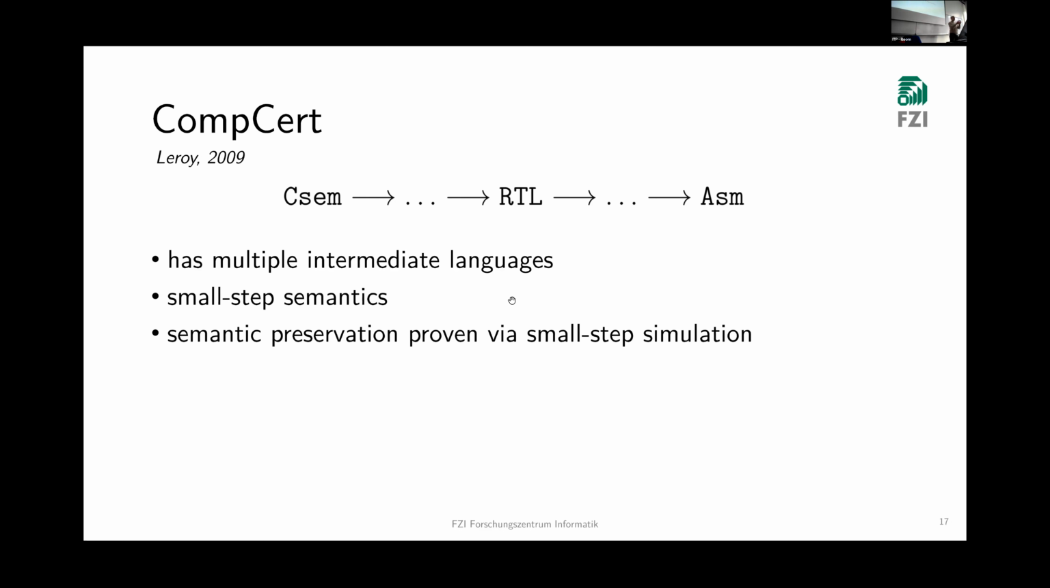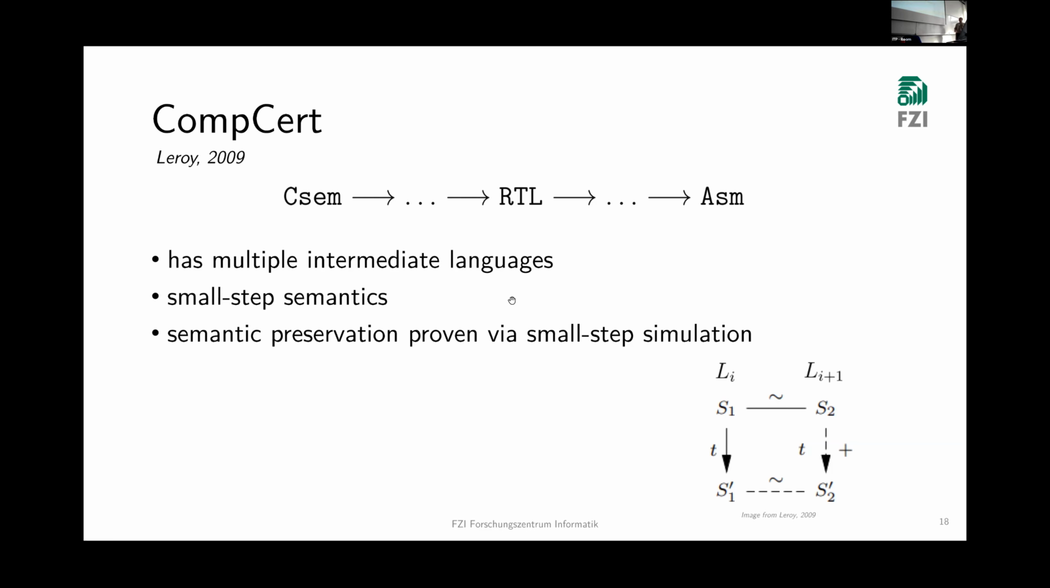equipping each of these intermediate languages with small-step semantics. Small-step semantics is very similar to actual execution on a machine. In contrast to big-step semantics, where we have something like execute a loop or execute a function, small-step semantics is a step-by-step execution: execute operation, go to the next vertex, execute operation, and so on. Then for each of these transformations, the semantic preservation, or the correctness of the transformation, is proven via a small-step simulation diagram.